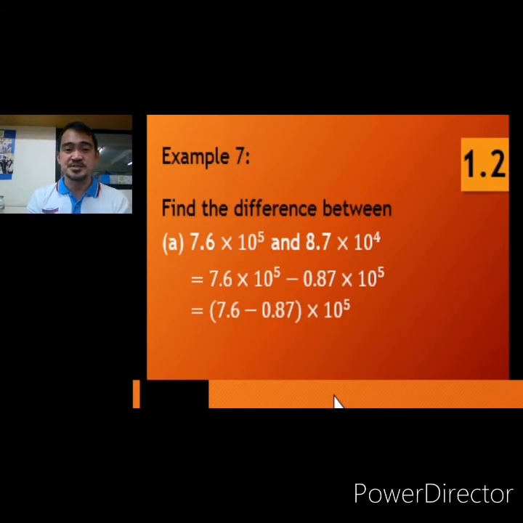That is equal to the quantity 7.6 minus 0.87 times 10 raised to 5, since they have the same power of base 10 now. So we'll just get the difference between the two. And the difference between these two numbers is 6.73 times 10 raised to 5. And that is our final answer.